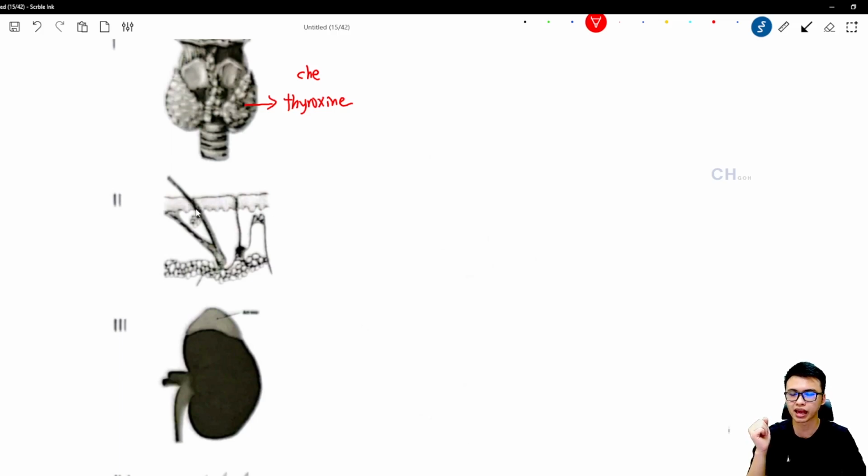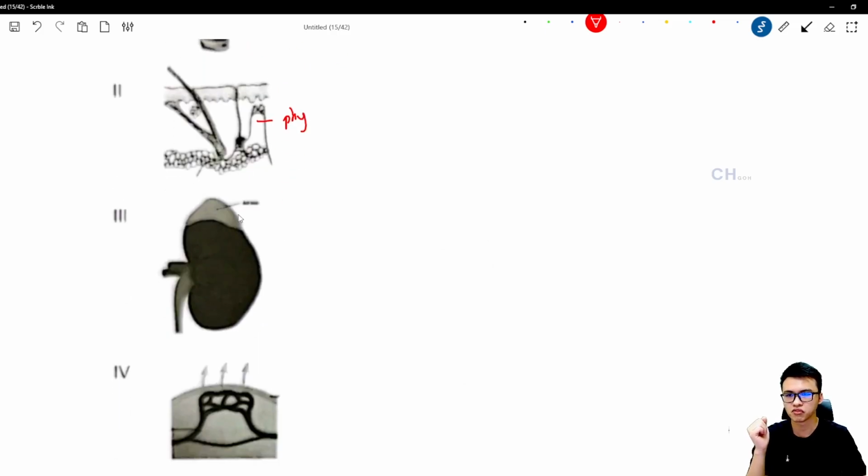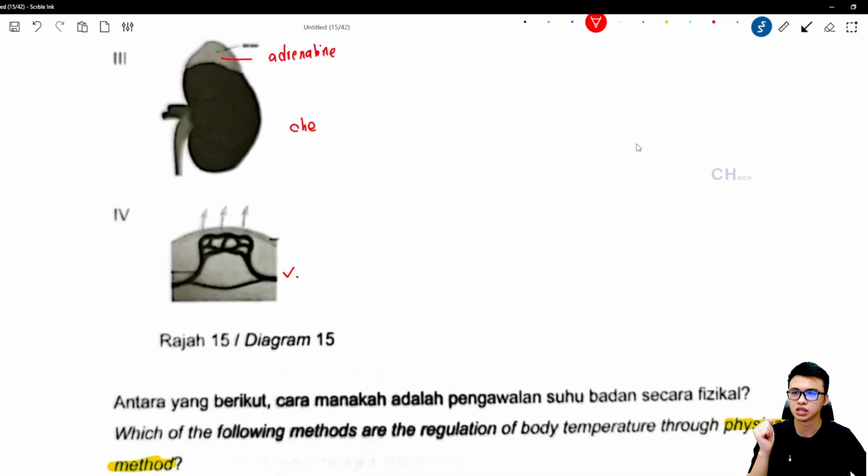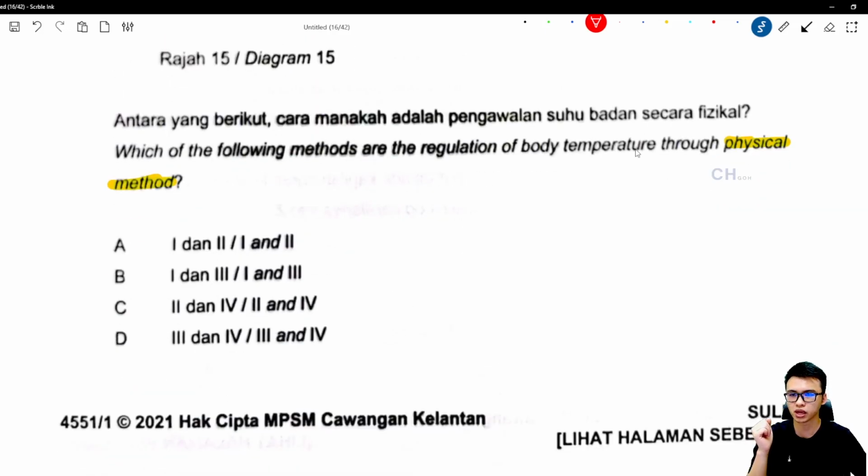Okay, the hair erects, hair erection. This one is a physical method. The release of the adrenaline is something related to hormones. This one is definitely chemical. And the last one is the vasodilation. The vasodilation, this one should be the answer. So the answer here should be 2 and 4. C for this question.